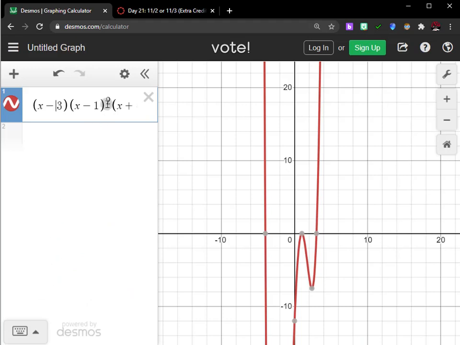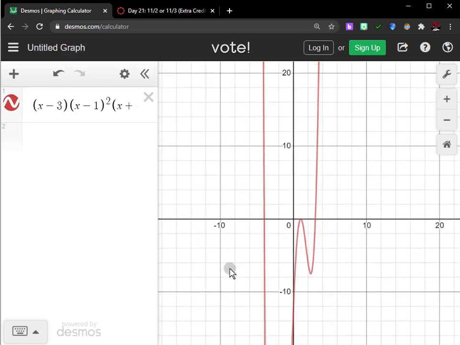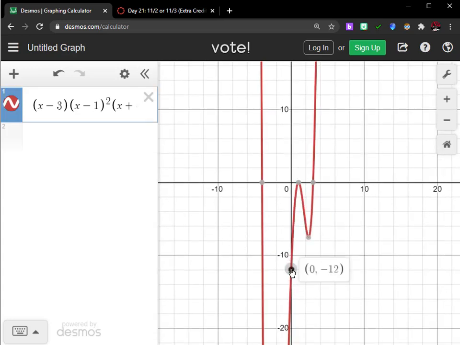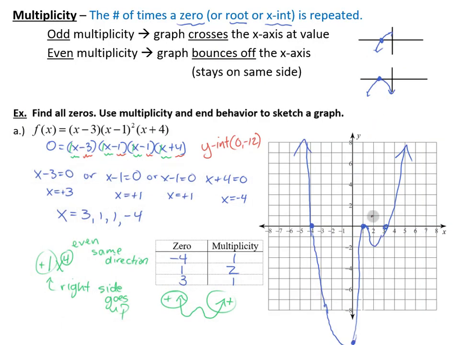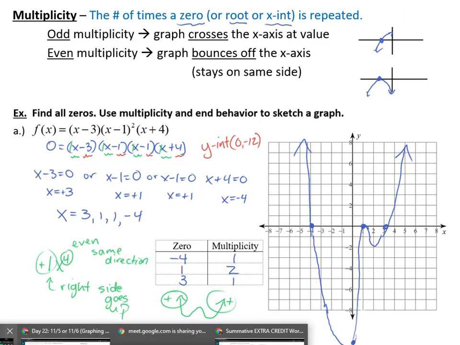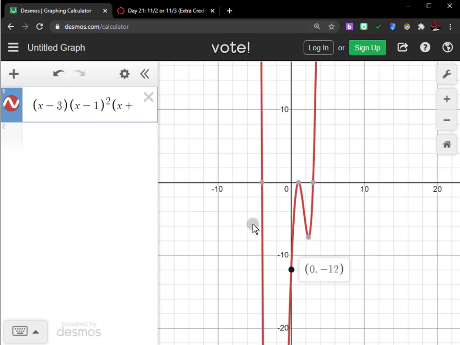Here's my graph in Desmos. And we can see right here, yes, it's passing through at negative 4. It's bouncing off at positive 1 and passing through at positive 3. And in fact, we can even see down here, there's my y-intercept at negative 12. Pretty good. When we compare that to our sketch, obviously it's a little off, but we did pretty good. It's rising on the left and right as we thought. It's following our end behavior and our multiplicity and zeros.